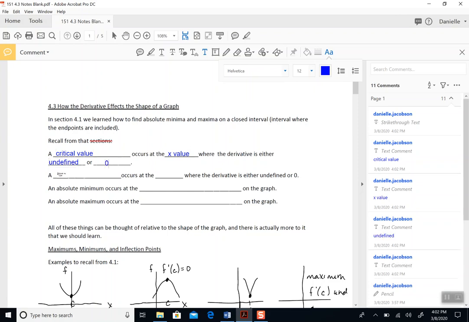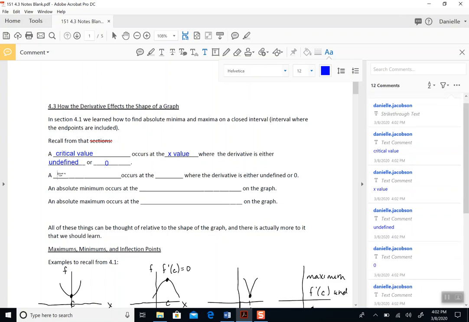Of course, if we were in class, I'd be asking you if you remember these things, but I'll just tell you. The second thing we learned is that a critical point occurs at the xy coordinate. So you have an actual point where the derivative is either 0 or undefined. The absolute minimum occurs at the lowest y value, or the lowest f of x value, and the absolute maximum occurs at the highest y value, or the highest f of x value.